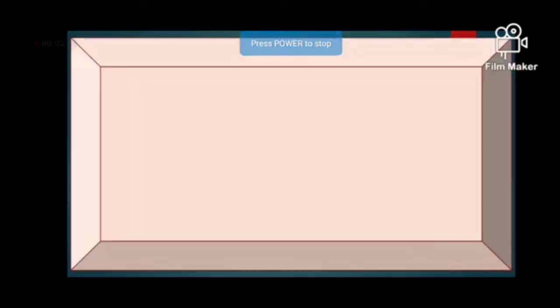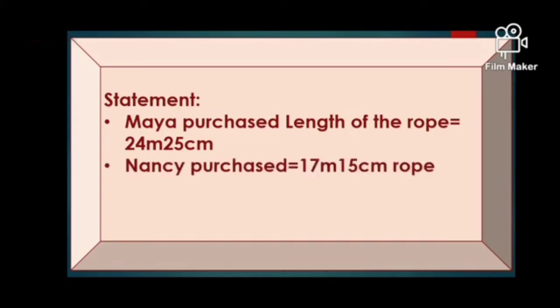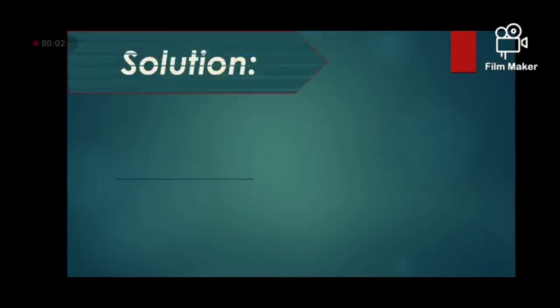Alright students, after that we will make the statements. The statement number 1 is Maya purchased length of the rope 24 meter and 25 centimeter. Nancy purchased 17 meter and 15 centimeter of the rope. Now we have to find the total length of the rope both of them purchased. As you all know, we use the word total for addition.